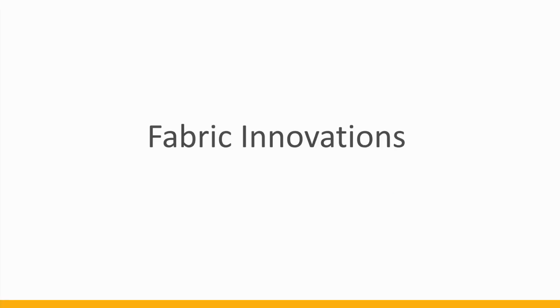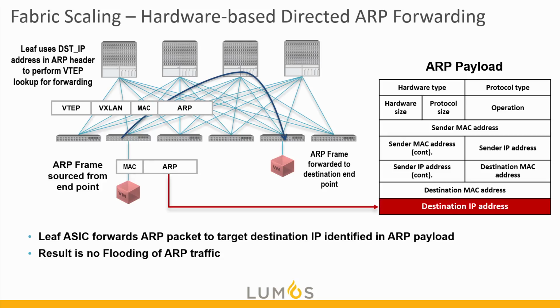So finally, we come to the end of this module, and we're going to talk about fabric innovations. Some of our fabric innovations are the ability, and we've alluded to this a lot, to eliminate the need for ARP and for unknown unicast flooding.